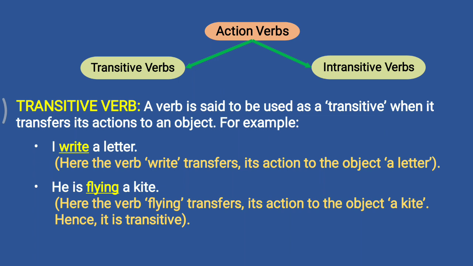He is flying a kite. Here the verb flying transfers its action to the object a kite. Hence it is transitive.